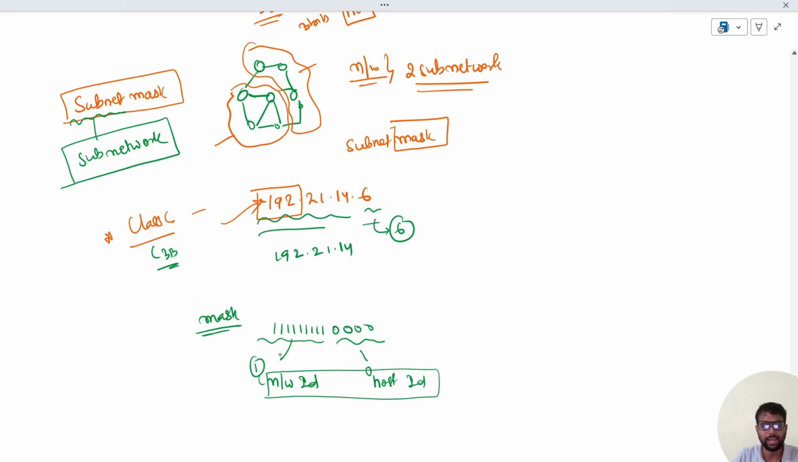So if I say that for class C, the first 3 bytes represent the network ID, can I say that for class C, the mask would be 1 1 1 1 1 1 1 1, 8 times one, then again 8 times one, then again 8 times one, followed by 8 times zero. This would be the mask for a class C address. Why? Because the mask basically represents the network ID, and the first 3 bytes are the network ID.